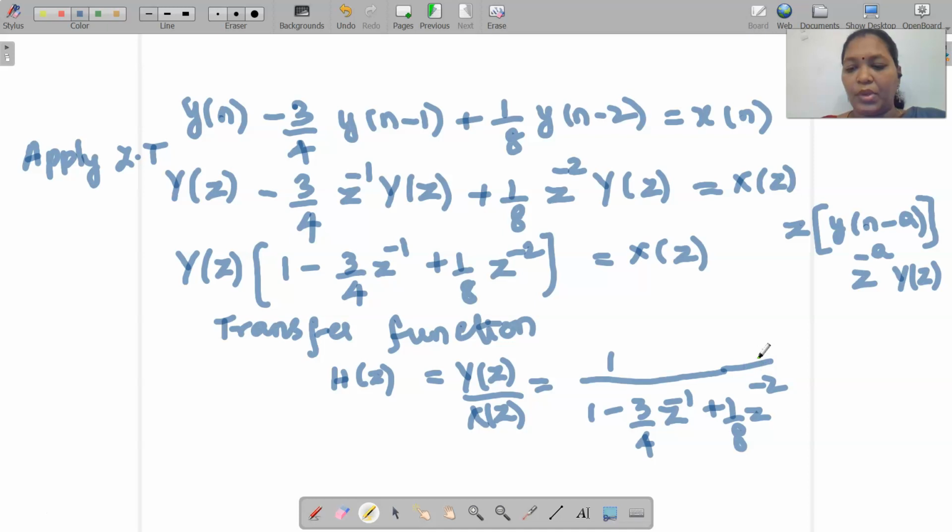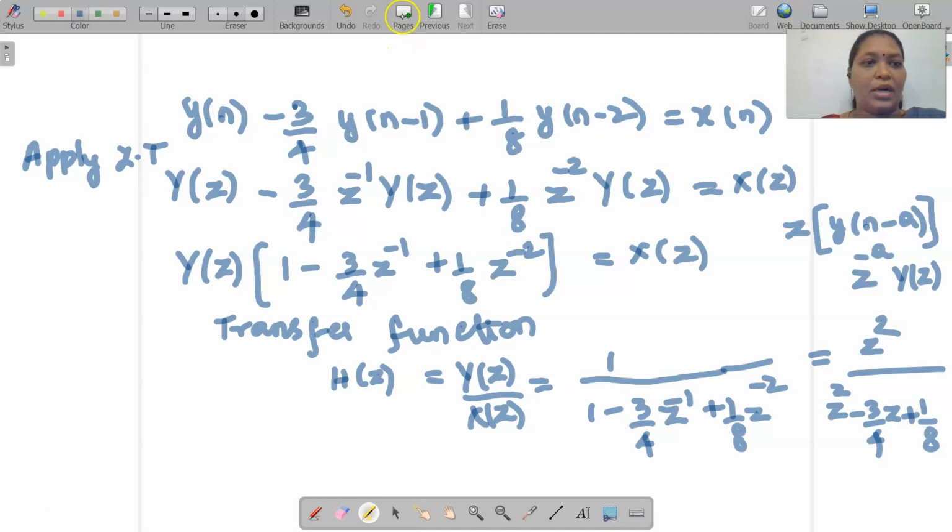So the next is we need to find out your impulse response and step response. It will be easy for us to convert inverse z terms into positive z power terms. So how will you convert? Multiply and divide by z square. So it will be z square divided by z square minus 3 by 4 z plus 1 by 8. So z square into 1 is z square, here also z square, here it will become z, here it will be the constant value 1 by 8. So now this is your transfer function.